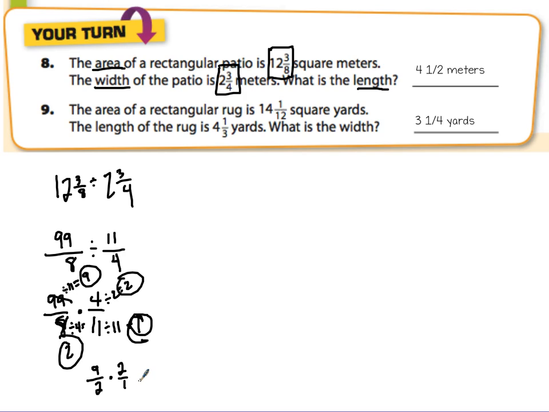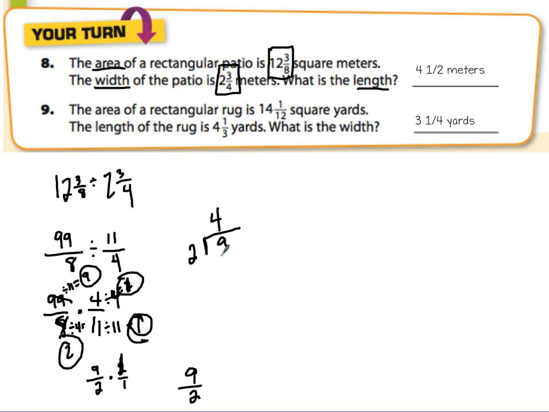Okay, and then here, I'm sorry, I should have divided this by 4. So 4 divided by 4 is 1. So this should actually be 1 over 1. So here I end up with 9 over 2. I have to change that to a mixed number. I have 9 pieces, and I'm putting them into groups of 2.